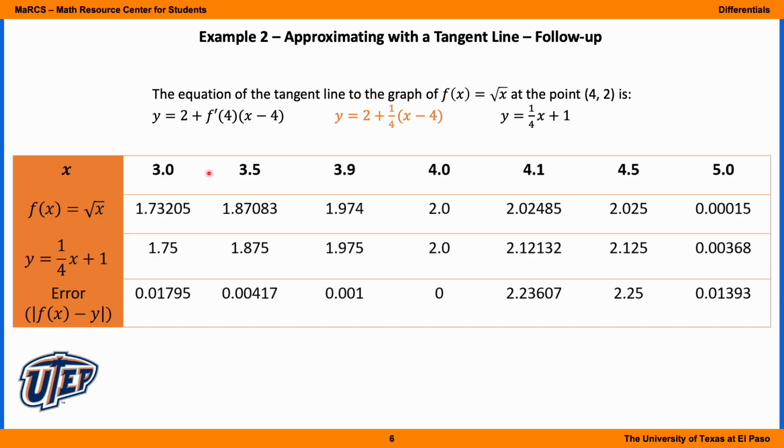So we see that as our x values get closer to 4 in this direction, the error gets smaller and smaller, but then it gets bigger right here, and then it goes back to being smaller. But it is most accurate from these values. At x is equal to 3.9, we had an error of 0.001.